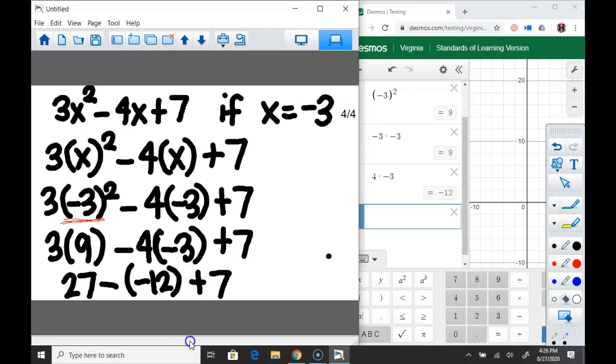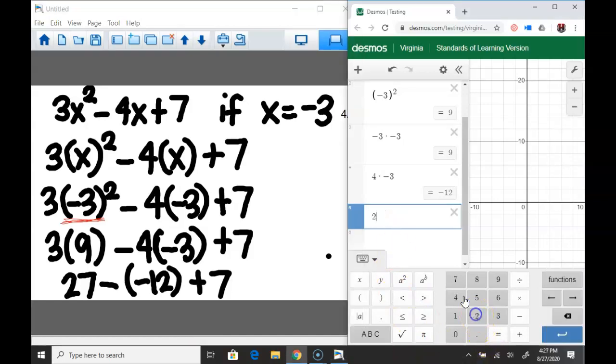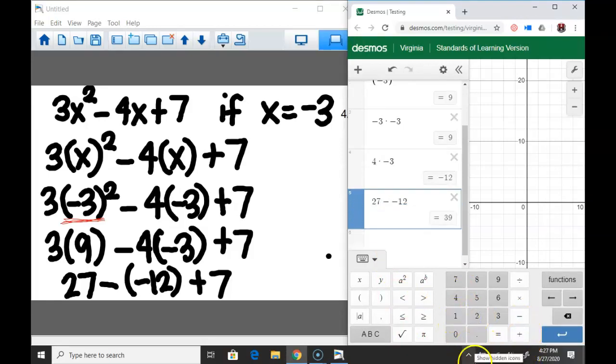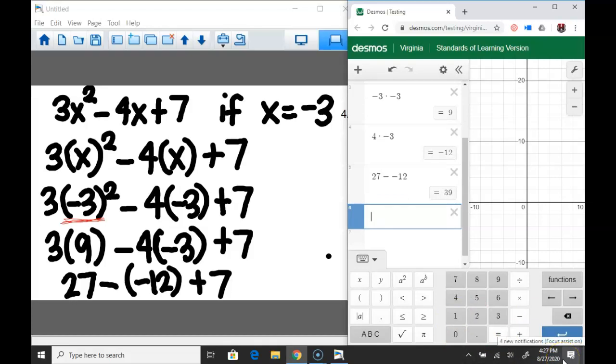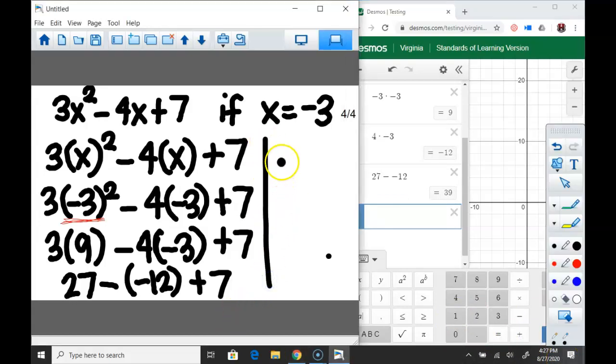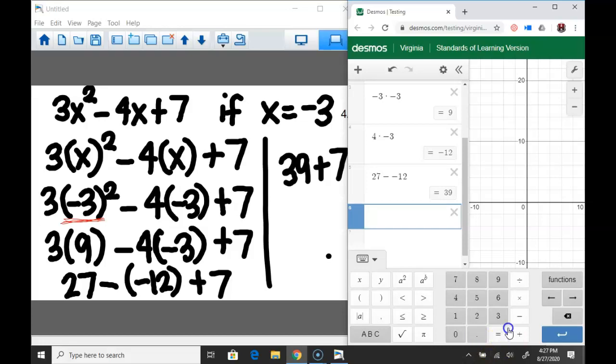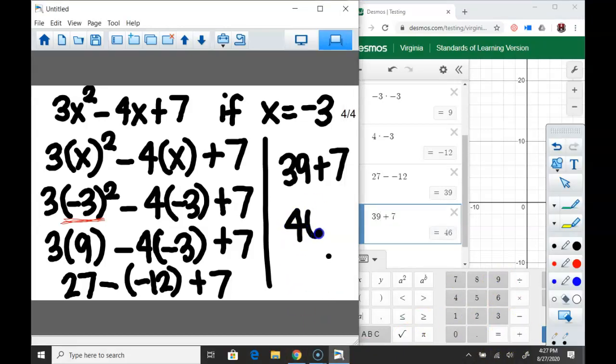And so now we're down to the end. We have subtracting and adding. Remember that we work in order from left to right, so 27 minus negative 12 is first. So we'll do that first. 27 minus negative 12 is 39. I'm going to finish that up over here. So that's going to be 39 plus 7. And if I do 39 plus 7, then I end up with 46.